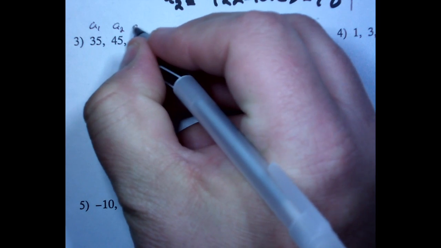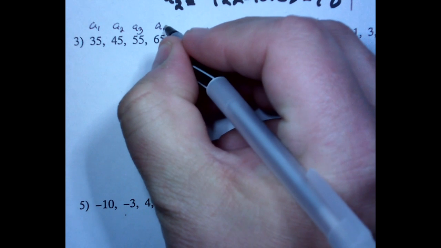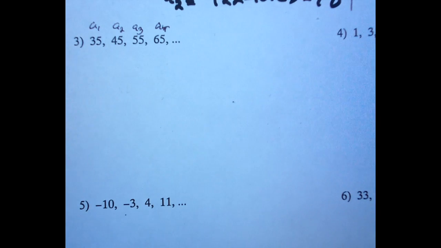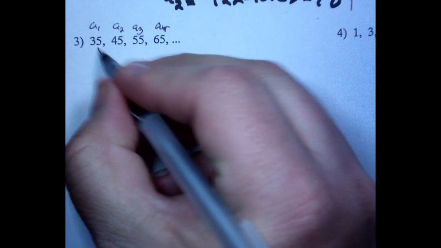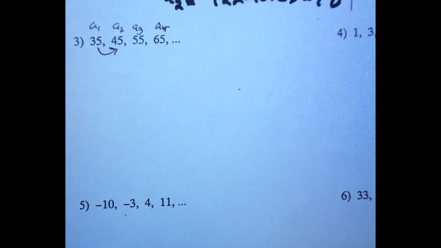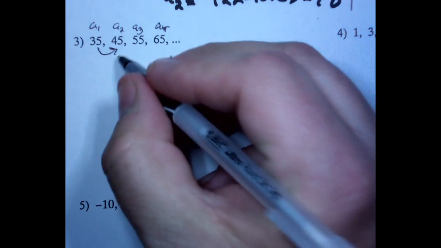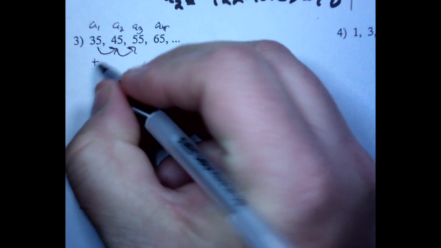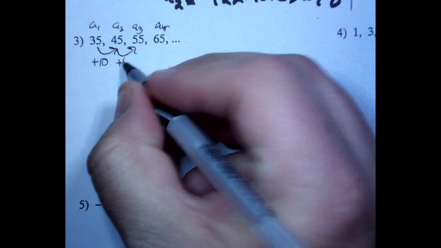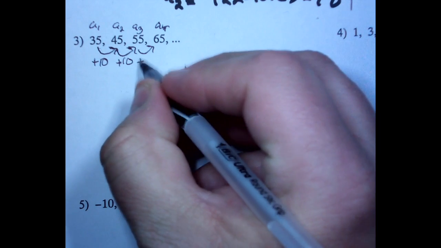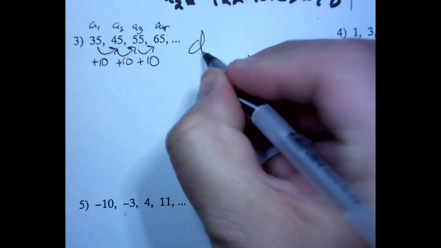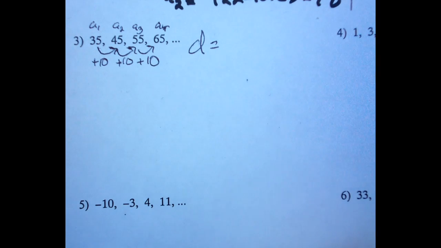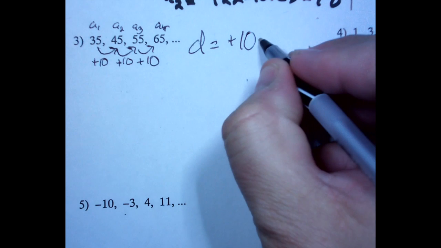Number 3, I've got, this is a sub 1, this is a sub 2, this is a sub 3, this is a sub 4, right? What is my common difference? In other words, what am I doing to 35 to get 45? We're adding 10 to get from 45 to 55. Adding 10 again, 55 to 65. So what's my common difference? Plus 10, or we could just say 10.